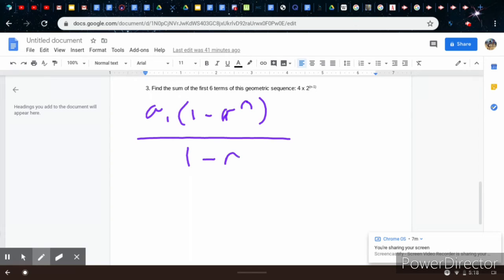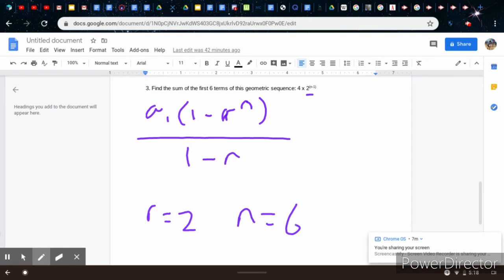So we can see we have 3 variables, a1, r, and n. r is the common ratio. So we can see right here that it's 2, so we know r equals 2. Now we can try to find n. n is basically the number of terms that we have in this sequence. It says first 6 terms, so automatically we know that n equals 6.